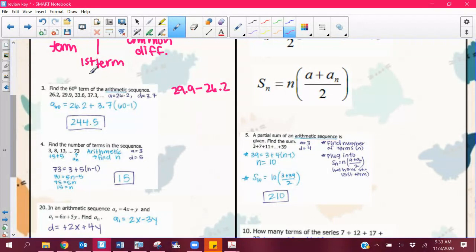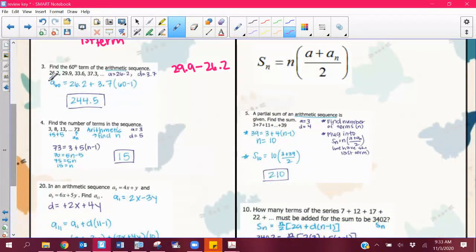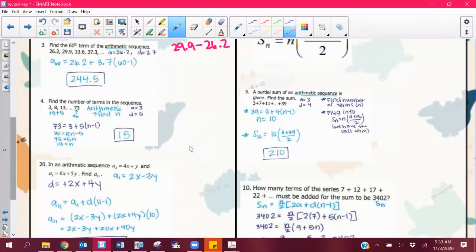And you can check again if you want with a different one. They did tell me this was arithmetic, so I automatically knew I could use this formula. And then it's just plugging in 60 for n. So then you solve that out. Again, put it in your calculator. Please don't miss this because you try to do it by hand.